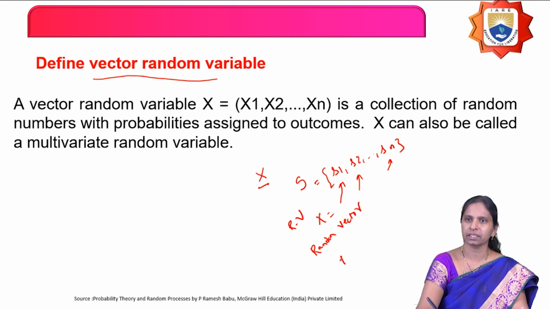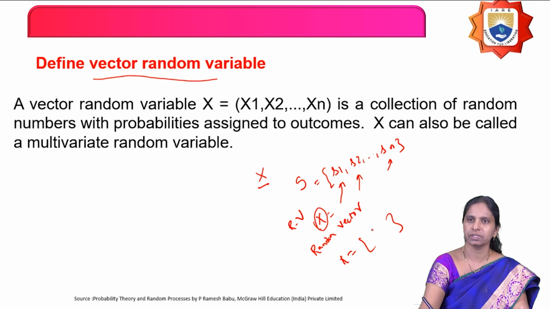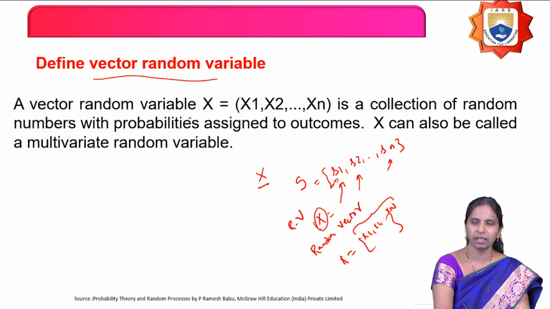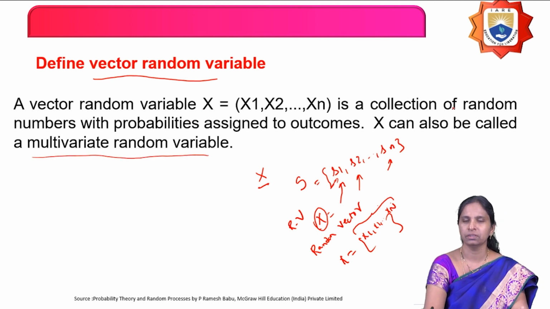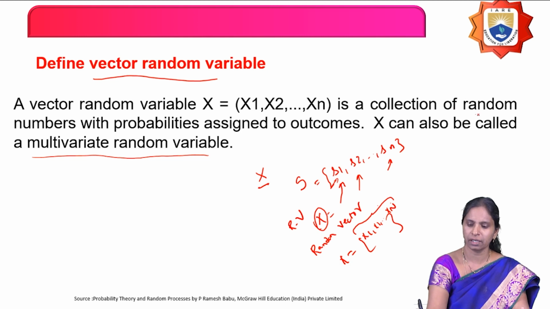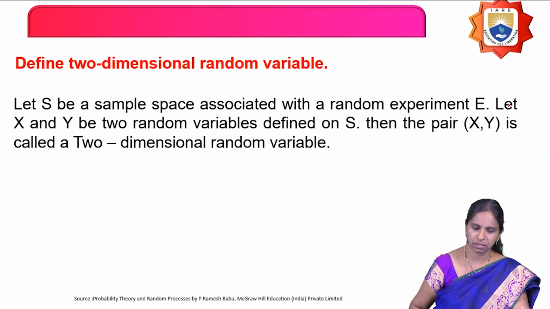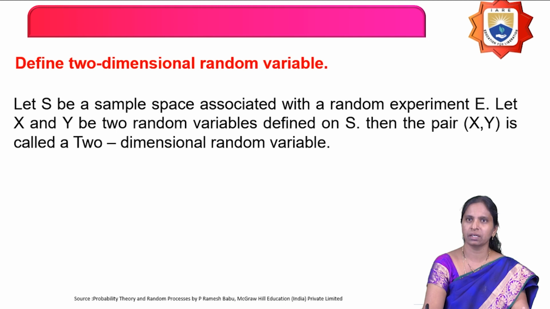Now, what is a random vector? A random vector is a collection of random numbers, x1, x2 and so on, xn. So, a random vector is a collection of random numbers which are assigning real numbers to the outcomes of that experiment. That is called a vector random variable, which is also called a multivariate random variable, which is a collection of the random variables.